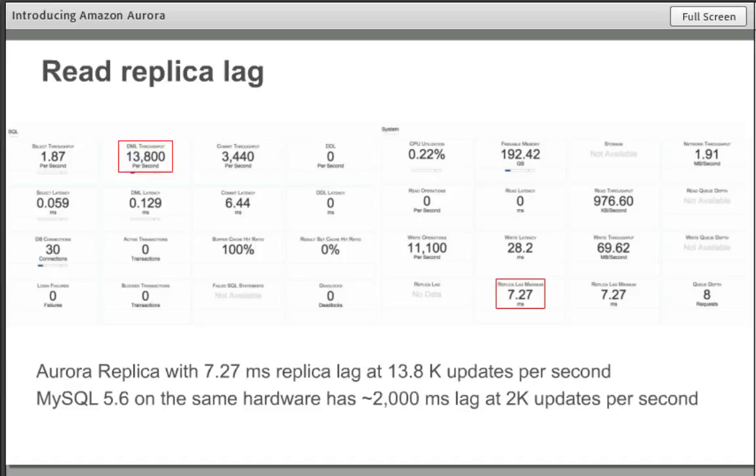Now, we also tried this. We don't have all the same numbers on it, but we ran this test on MySQL on the same hardware, and we found that it gave us about 2 seconds of lag, and was only able to achieve about 2,000 updates per second. So with this setup, we found that Aurora's lag was about 275 times smaller than what we were able to achieve on MySQL, while achieving a throughput rate that was about 7 times higher.